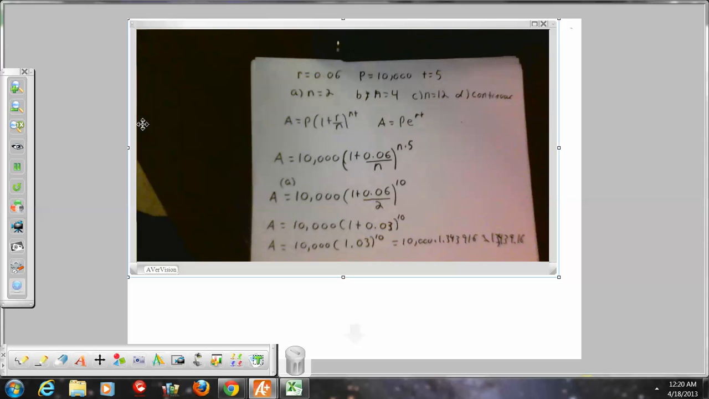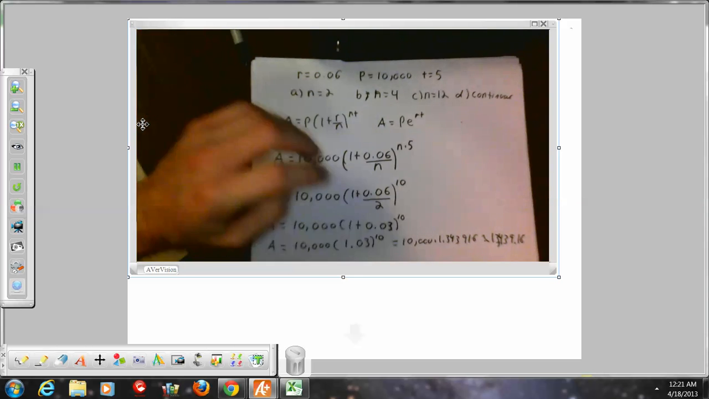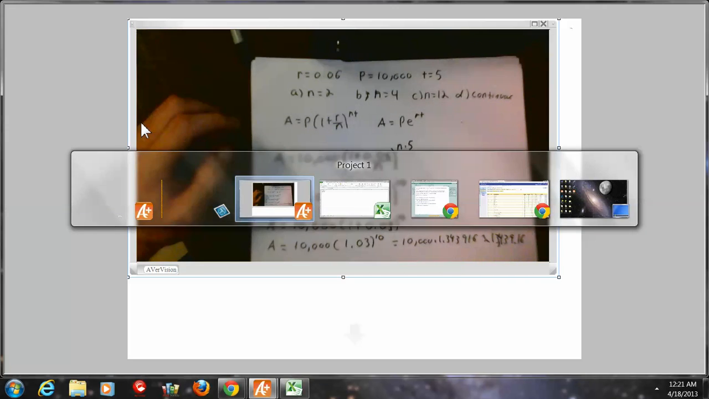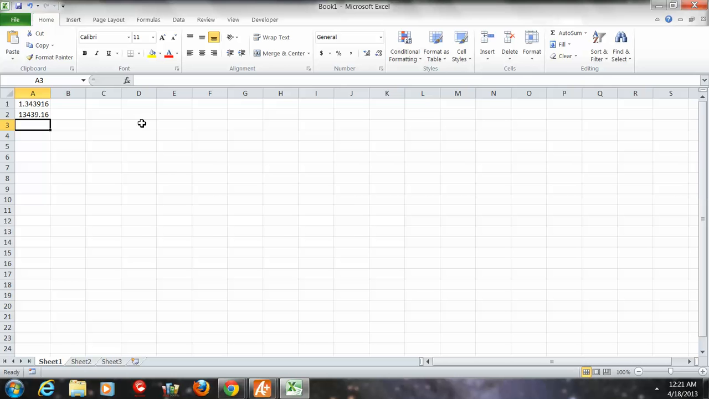Now I can repeat this for parts B and C, and D is going to use the other formula. But let's see how I can do this in Excel just to speed things up. It's the same procedure for the other parts if you do it on your calculator. But what I'm going to do is use a spreadsheet. A spreadsheet's really popular, and if you want to do the other parts on the calculator, it's exactly the way I did it, and you can check your answers from what I'm about to do.